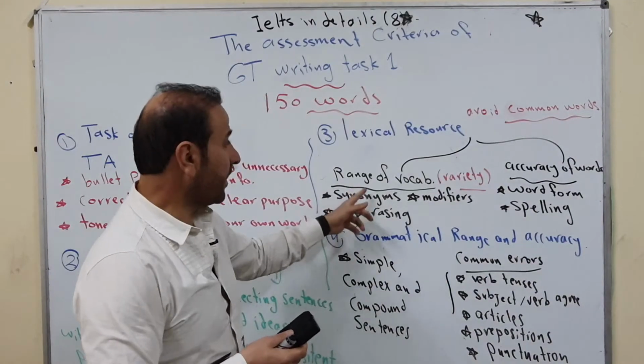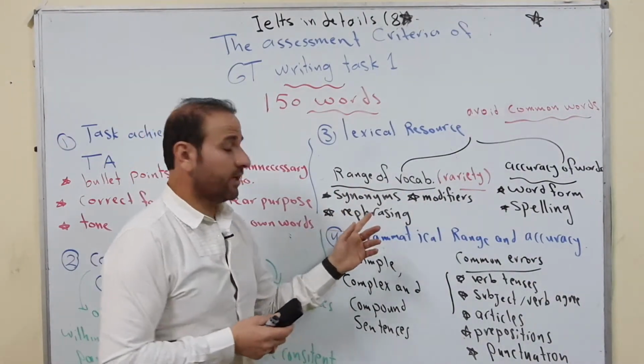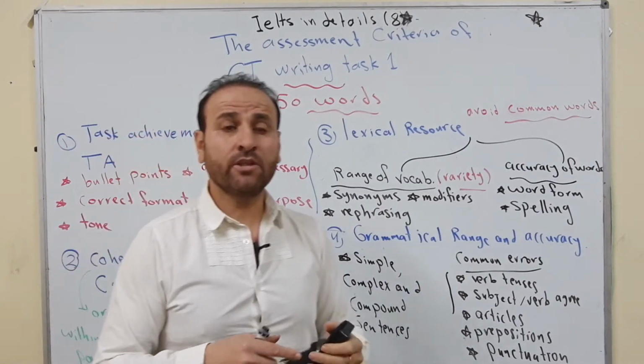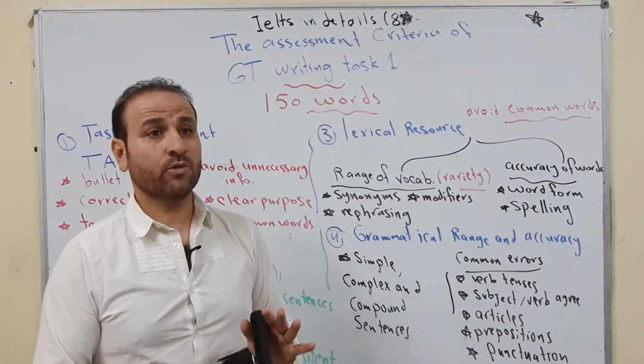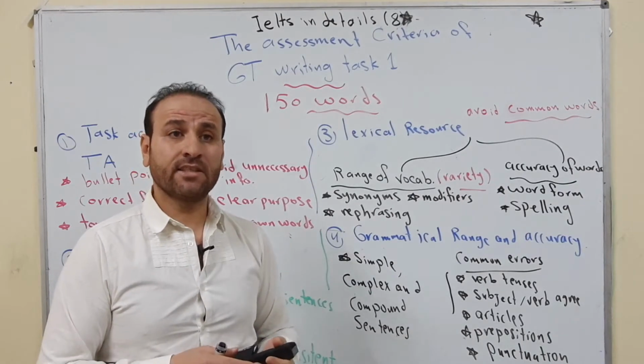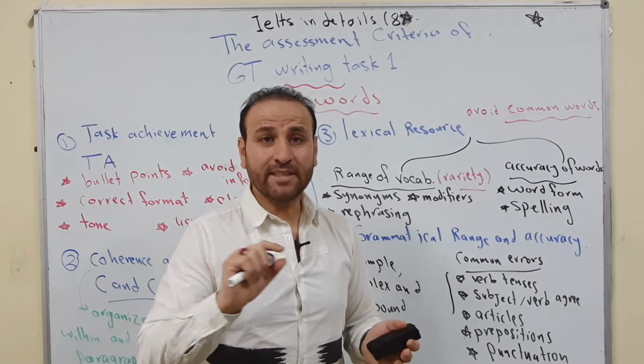Now, how do I improve my range of vocabulary? I need to use synonyms. I don't need to repeat the same words. For example, in the first sentence you write increase, in the second sentence you write rises. So you have to be careful about using synonyms.